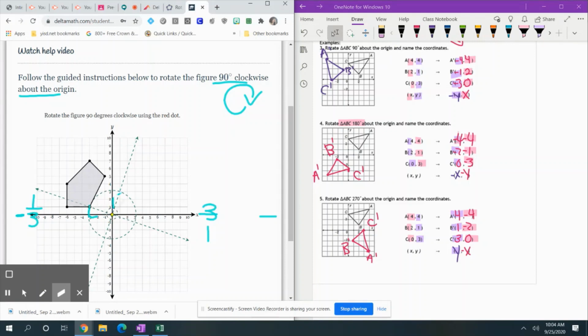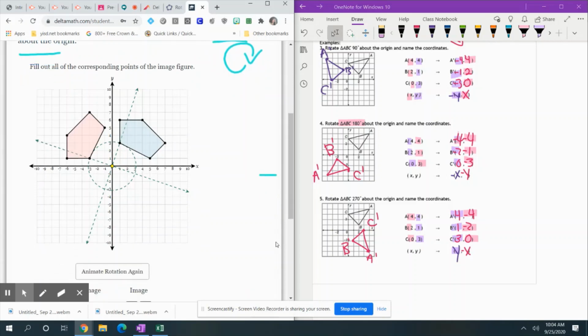Let me just erase all this so it doesn't look so messy. All right, so now we're doing 90 degrees clockwise. So clockwise would be in this direction to the right. And we're only going 90 degrees, so we're only going to the first line right here, just that one. That's 90 degrees. This would be 180. This line would be 270. This one would be 360 degrees, one full rotation. So we're just moving it over once. And then we write our new points, and then that's it.